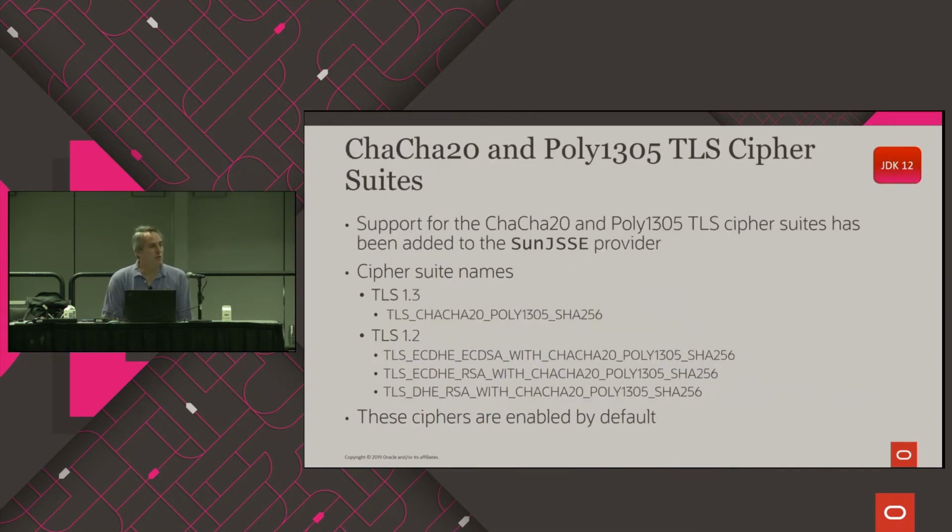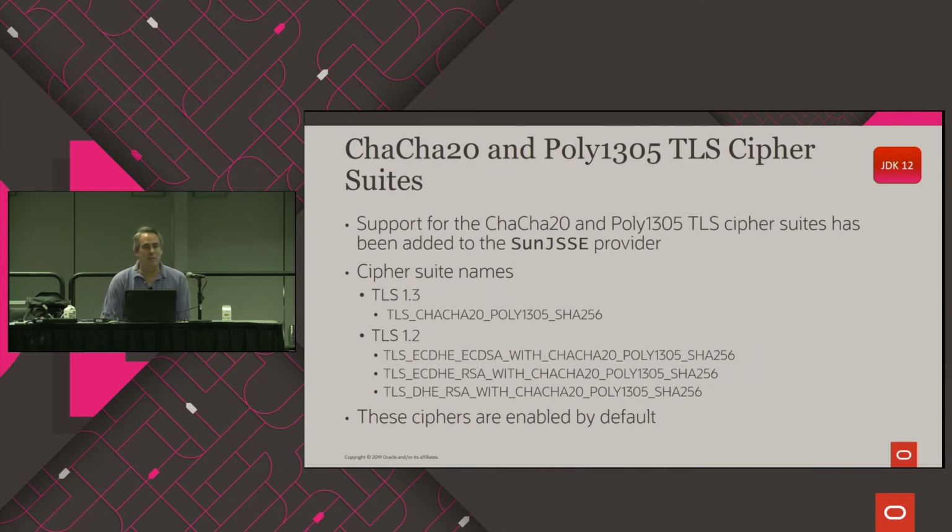So I mentioned ChaCha20 a little bit earlier, and Poly1305. It is available as a TLS cipher. We implemented the algorithm itself in JDK 11, but we didn't actually implement the cipher suite until JDK 12. So you'll need to be on 12 in order to get this. It has been added to the SunJSSE provider. The cipher suite name is just the IETF name for the same thing. It's TLS_CHACHA20_POLY1305_SHA256.